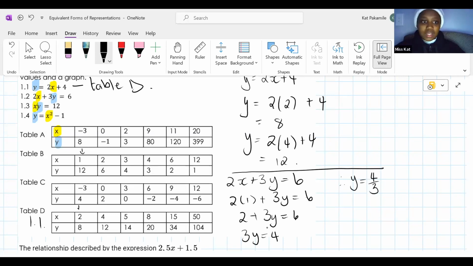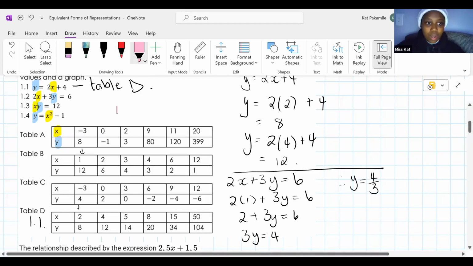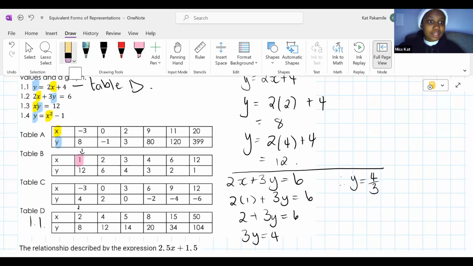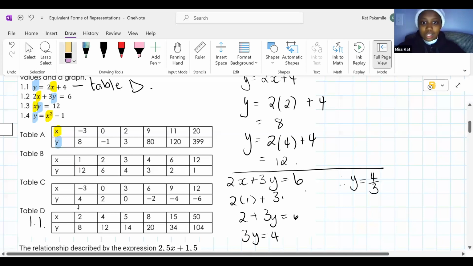So when we substitute 1, do we want an output of 4 over 3 for table B? Look at table B. So we substituted 1, right? What is the output we were looking for? We were looking for 12. So that means 1.2 does not match with table B. Do you see that? Yes, ma'am.